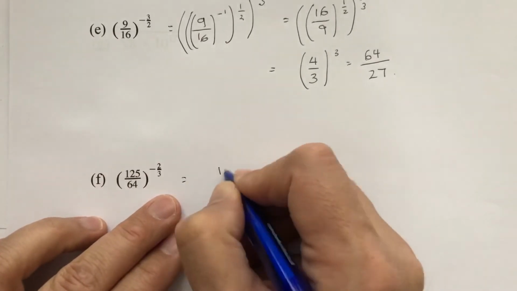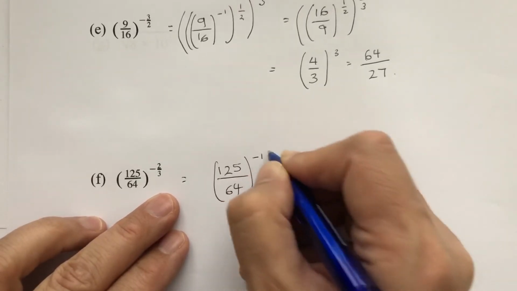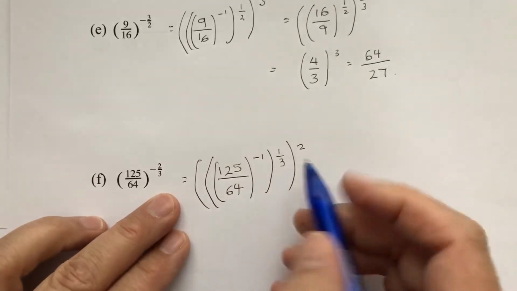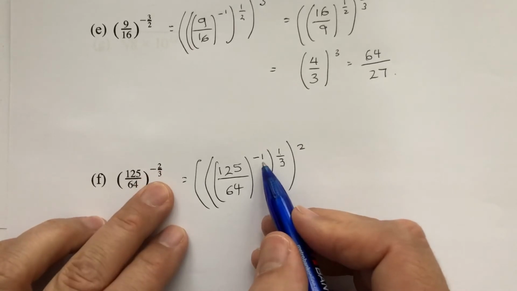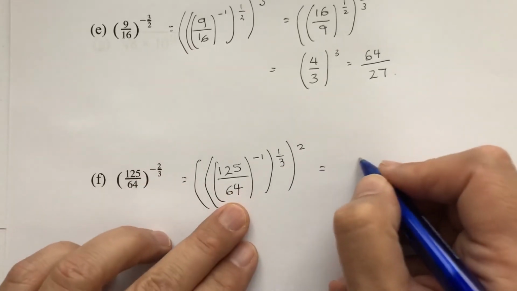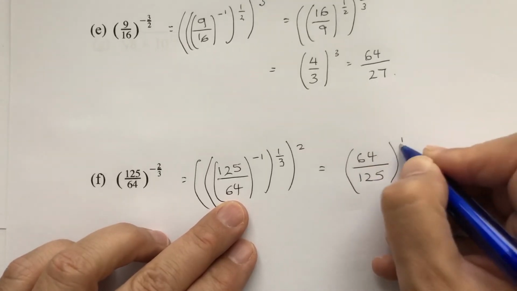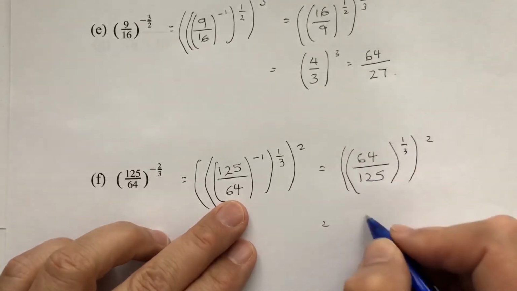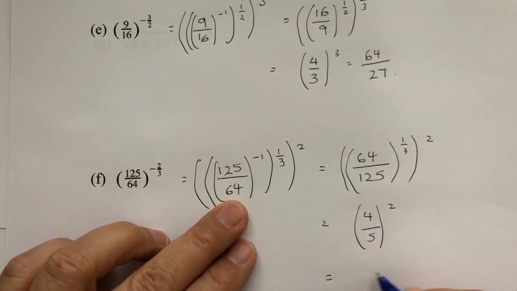And this one we have 125 over 64 to the power of negative 1, to the power of a third, to the power of 2. And just checking, 2 times a third is 2/3 times negative 1 is negative 2/3. So firstly we reciprocate it, keeping the power of a third and the 2. So the cube root of 64 is 4, cube root of 125 is 5, squared is going to be 16 over 25.